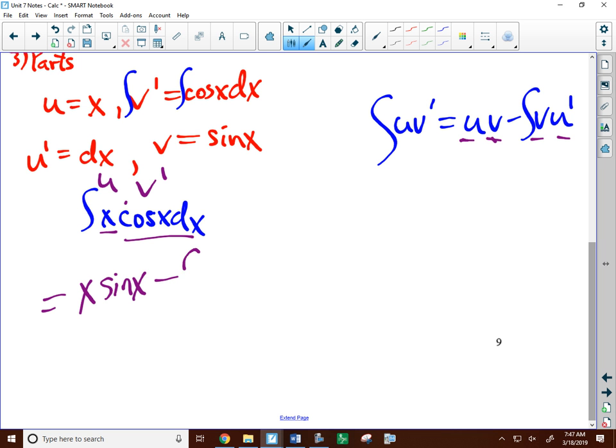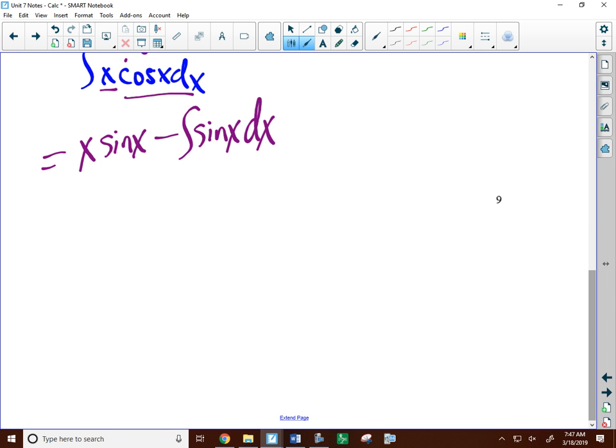minus the integral of v, which was sine x, and then u prime is dx. All right, and the last thing I've got to do is evaluate this one. It is now an antiderivative we know. So here's the last step: x sine x, minus the antiderivative of sine, which is negative cosine. So that will make this positive. And here's why I do throw in the plus c.